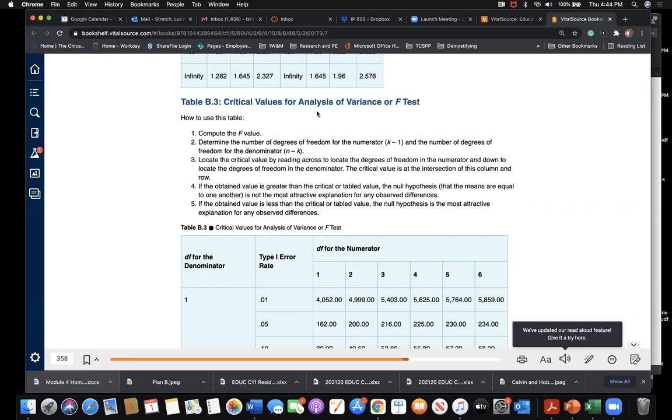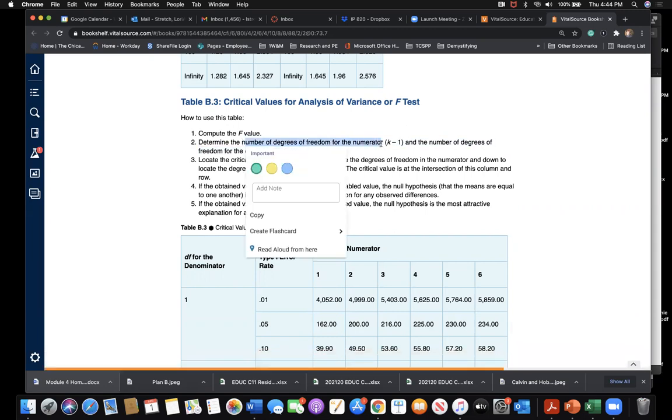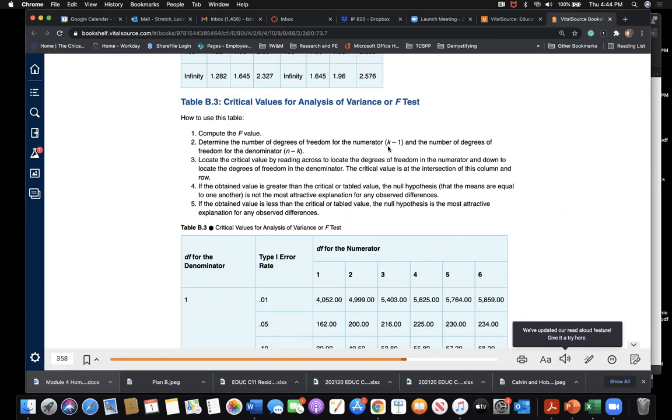I keep saying V. All right, so one thing to remember is the number of degrees of freedom for the numerator is k minus 1, right? Our groups minus 1. In this case, we had three groups, minus 1 is 2. And our degrees of freedom for the denominator is the total number of n, which is 30 in this case, minus the total number of groups, which is 3. So that gives us 27.